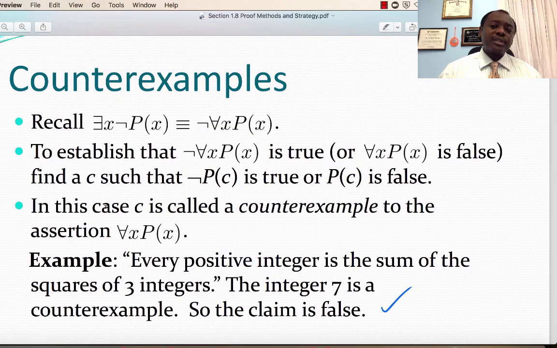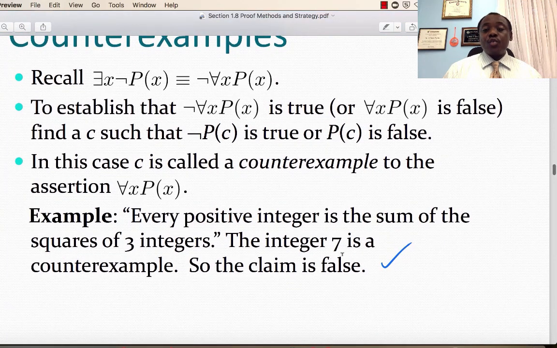Counter examples. If we are asked to prove that for every x, p of x is false, all we need is just one example. All men cry. Well, just find one man that does not cry and we're done. That man is known as a counter example. Every positive integer is the sum of the squares of three integers. Well, go ahead and verify that there is no way you can write 7 as the sum of the squares of three integers. Therefore, the claim is false. And we're done. That is known as a counter example.